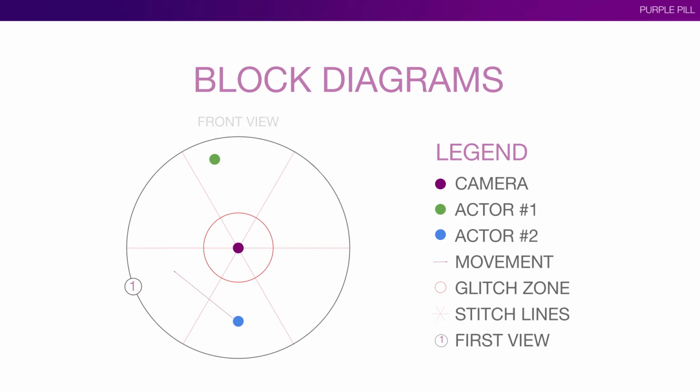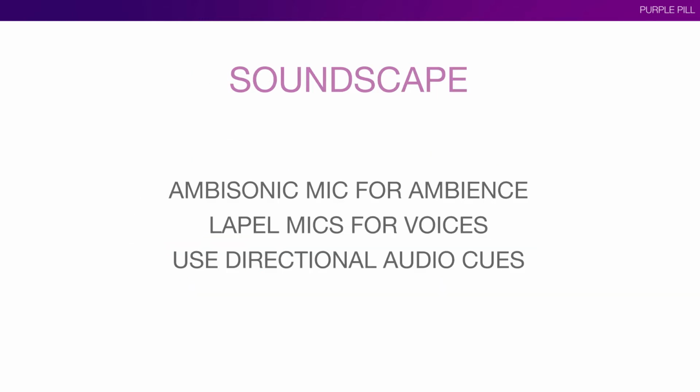Next up, the soundscape. How do you plan to use audio to guide and immerse your viewers? With an ambisonic microphone you can record sound from all sides, but if you have actors or other important audio sources in your scene, you might want to pin a lapel mic onto them. These audio sources can then later be mixed into your ambisonic recording in order to amplify them. Directional audio cues can be a great way to direct the attention of your viewers to a certain part of your scene. So think about how you can use these to your advantage.